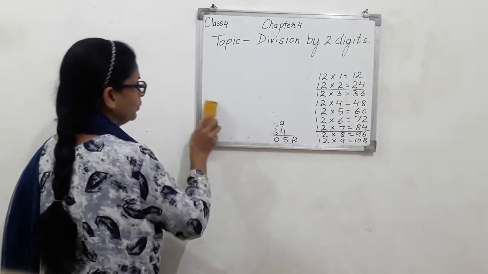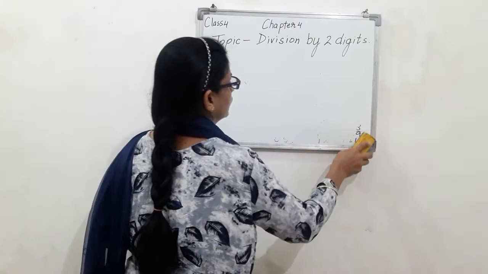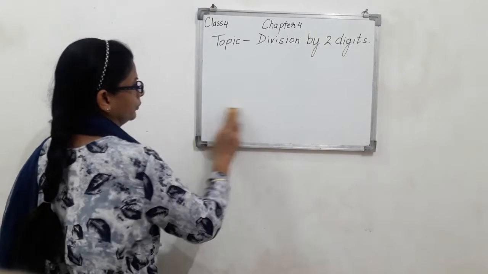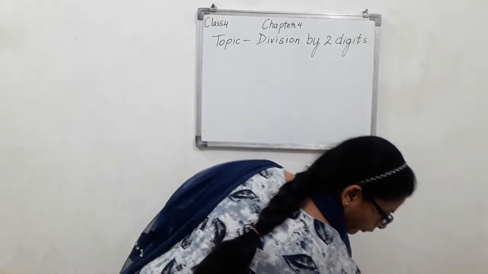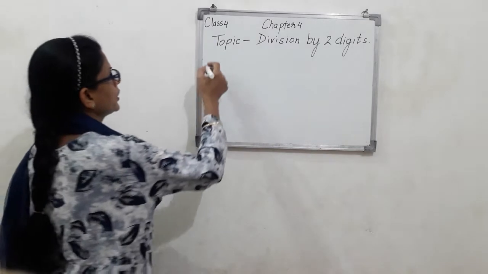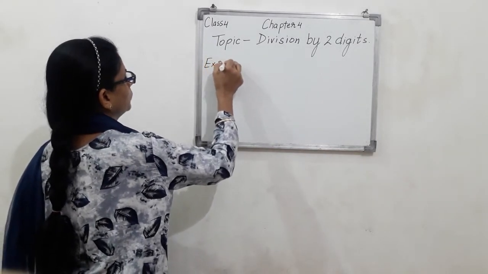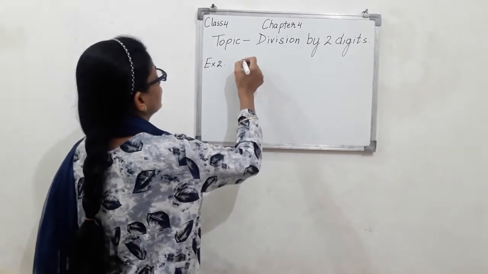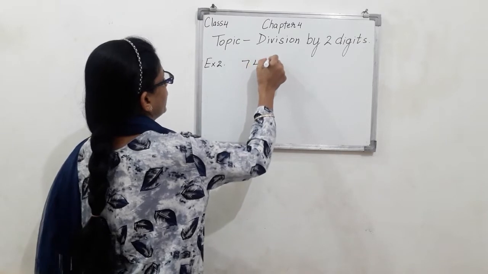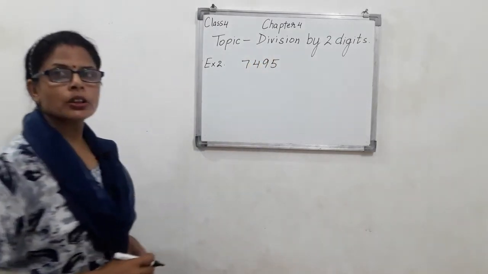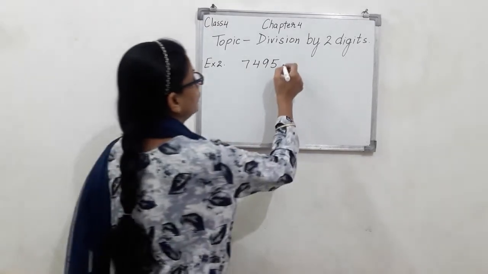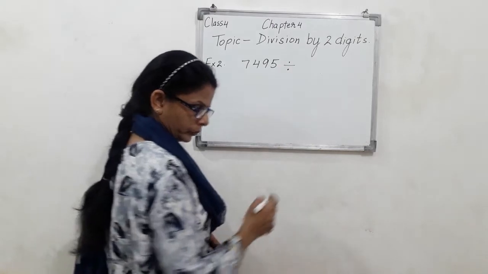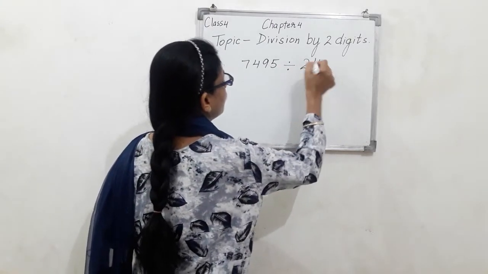One more example I will give you. Suppose the question is example number 2: 7495 divided by 24. We have to divide it by 24.